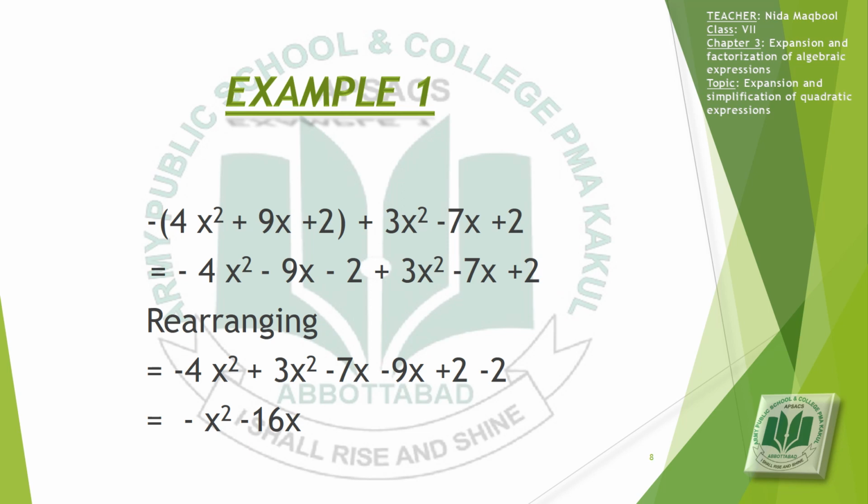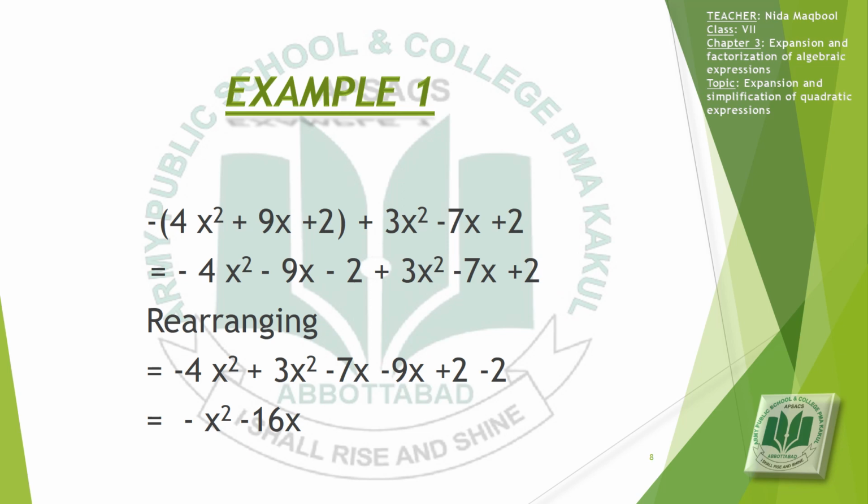So 4x squared would be converted to minus 4x squared, plus 9x would be changed to minus 9x, and plus 2 would be changed to minus 2. Now we will rearrange and combine the like terms. So minus 4x squared would be written with 3x squared, minus 9x would be written with minus 7x, and minus 2 would be written with plus 2.